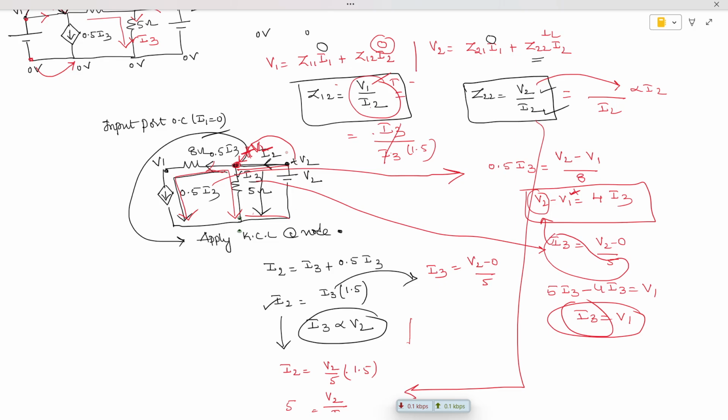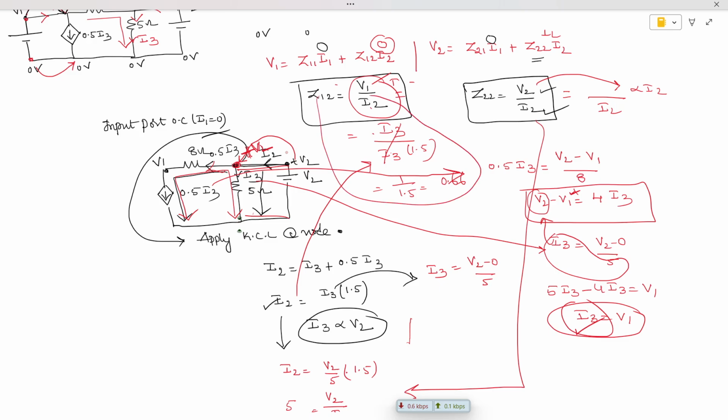So I2 is V1, sorry, this is V1, and now I2 also we are going to express in this equation in terms of I3. So that is nothing but 1 divided by 1.5. So we are going to get this Z12 as 0.66. Okay, so this is the value.